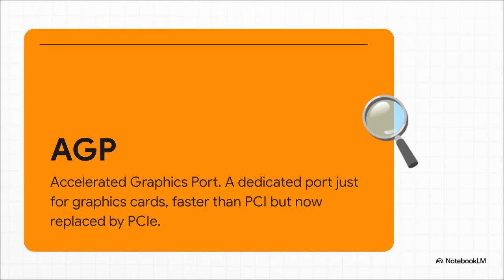So before PCIe completely took over, there was this interesting little detour called AGP, the Accelerated Graphics Port. It was designed for one thing and one thing only, graphics cards. It gave them a faster, dedicated connection than the old PCI slots. It was a decent stopgap, but PCIe was just so much more versatile and eventually so much faster that AGP pretty much faded into history.